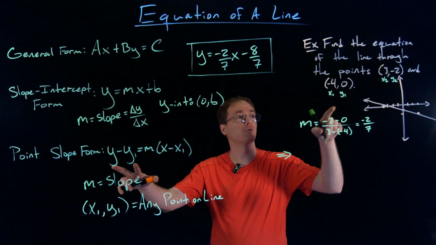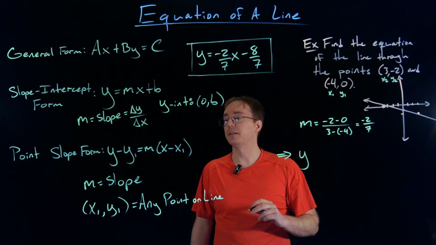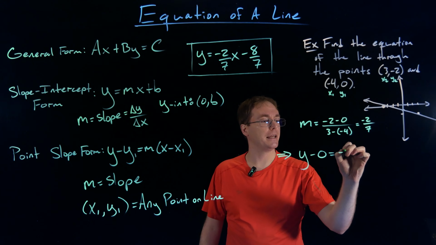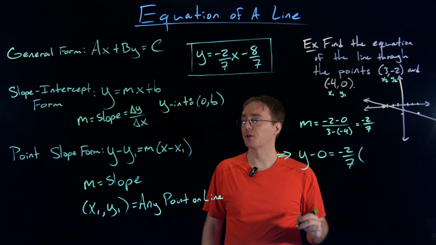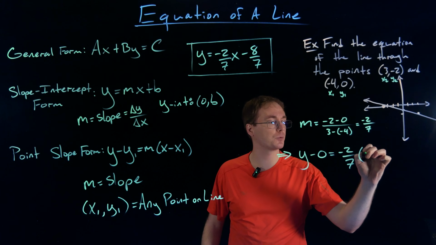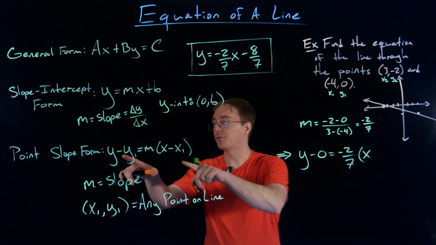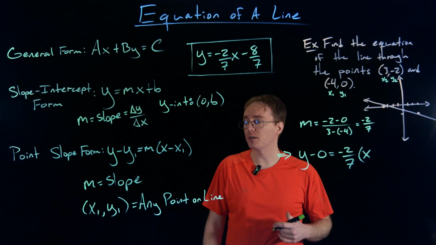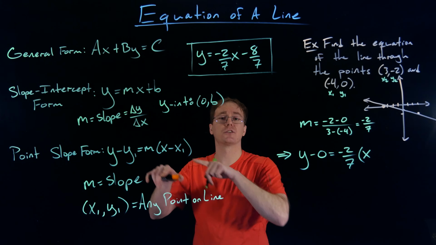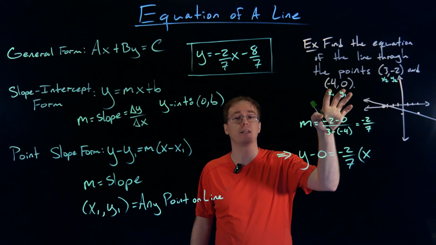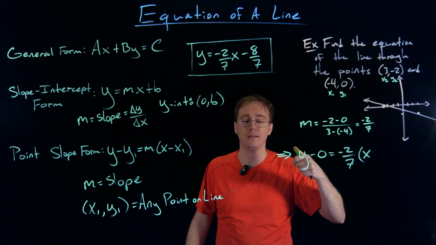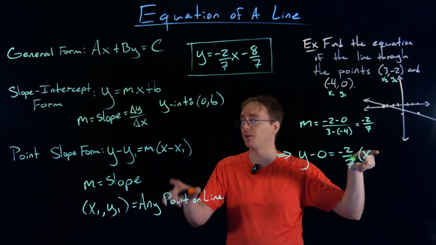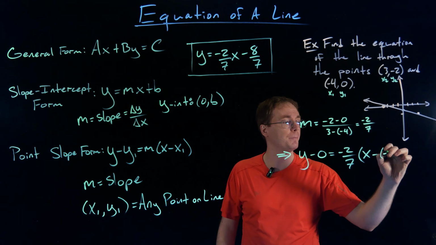If we look at y minus y1, well, that'll be y minus 0. That's equal to our slope m of negative 2 over 7 times the quantity in parentheses x minus x1. Remember, the x and y without the little subscripts are our variables that represent any random point on our line, while the x and y values with the subscript of 1 in this case represent an actual numerical value from a point that we know is on our line. So that's why our y1 is 0. And now we're going to plug in x1 to be negative 4.